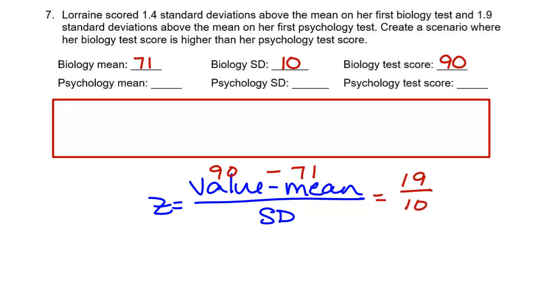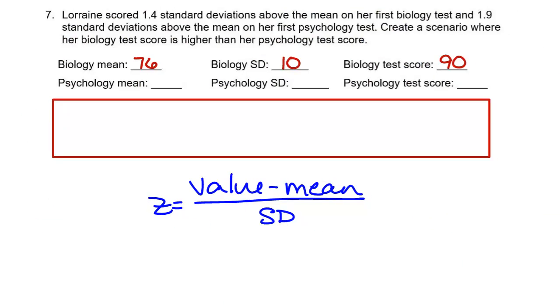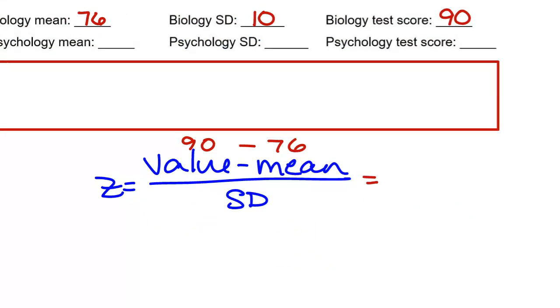19 over 10. When I divide that, I get 1.9. But remember, the biology z-score should come out to be 1.4. 76. All right, let's try that. Okay, so 90 minus 76 gives me what? 14 over my standard deviation of 10. We get a z-score of 1.4. Cool.